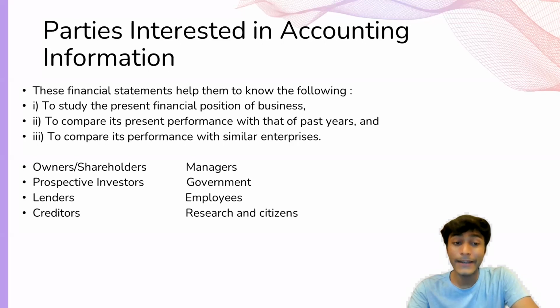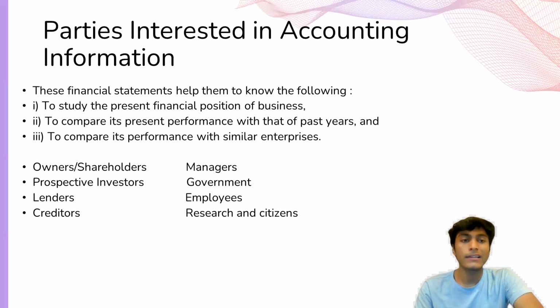Investors have invested their money and in return they have got the equity or the ownership of that particular company. Lenders have lent their funds as debt to a company. And the creditors are those to whom the company owes money for the investment purpose of creating assets for the business. So these are the parties interested in the accounting information.